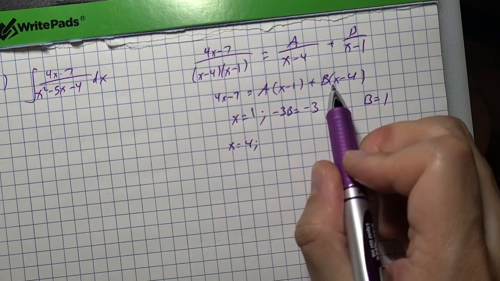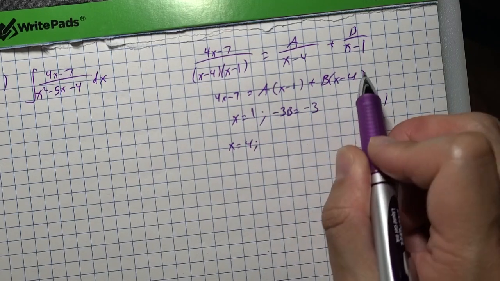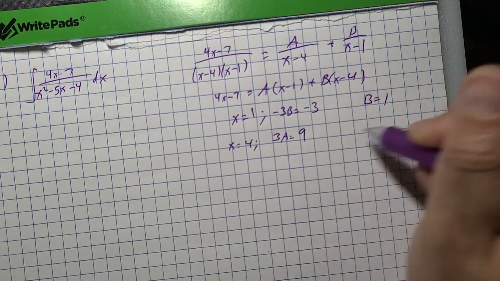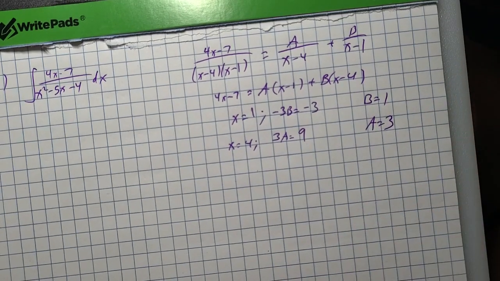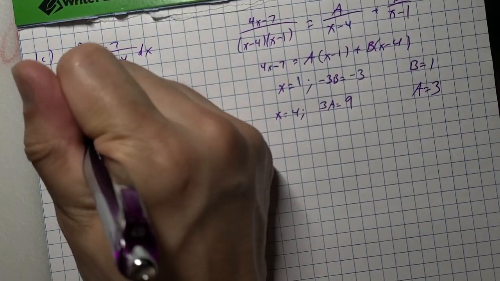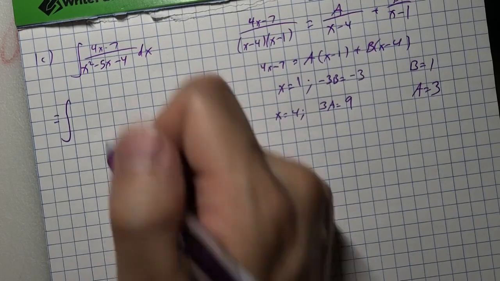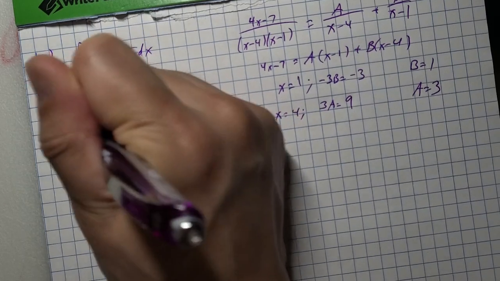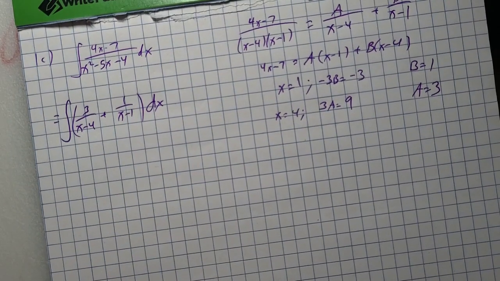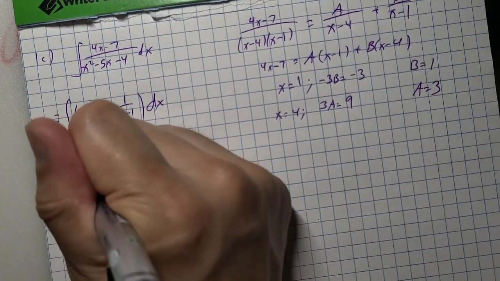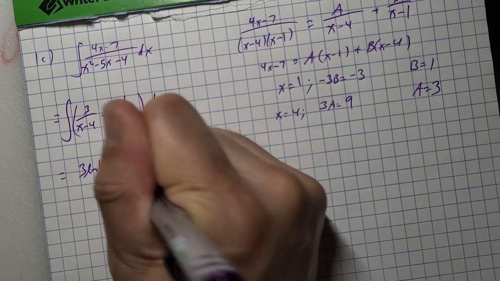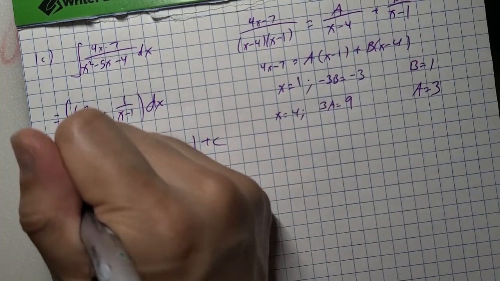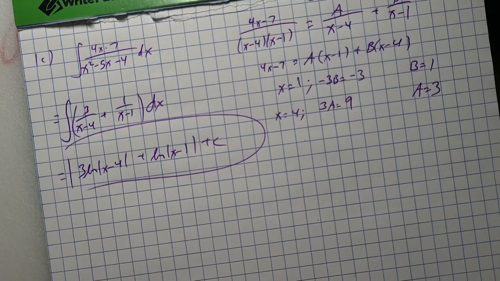We set x is equal to 4. This term goes away. 3A is equal to 16 minus 7. That's 9, so A is equal to 3. So we can rewrite this as the integral of 3 over x minus 4 plus 1 over x minus 1 dx. This is easy to solve. That's just 3 ln of absolute value x minus 4 plus ln of absolute value x minus 1, plus c. That's our answer.